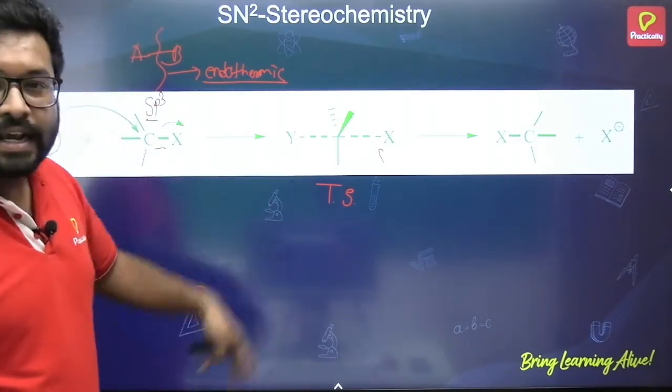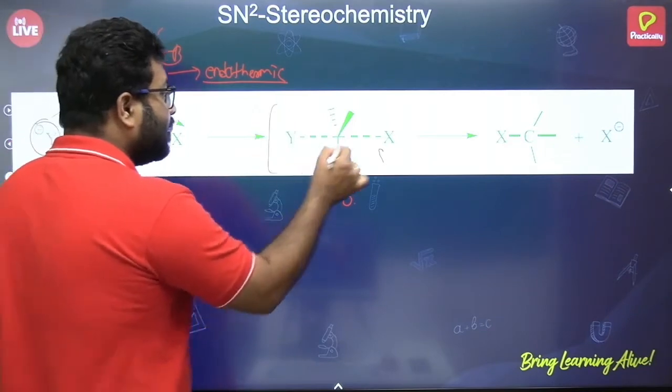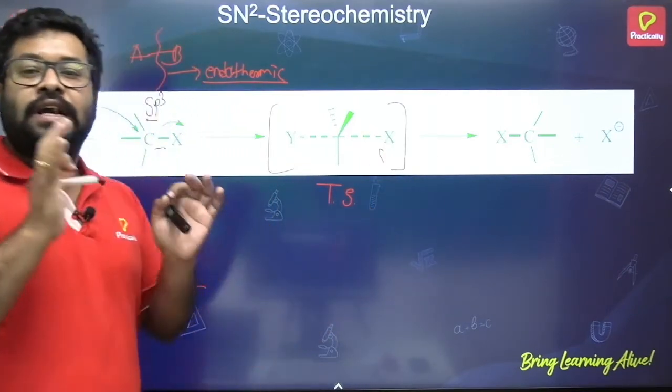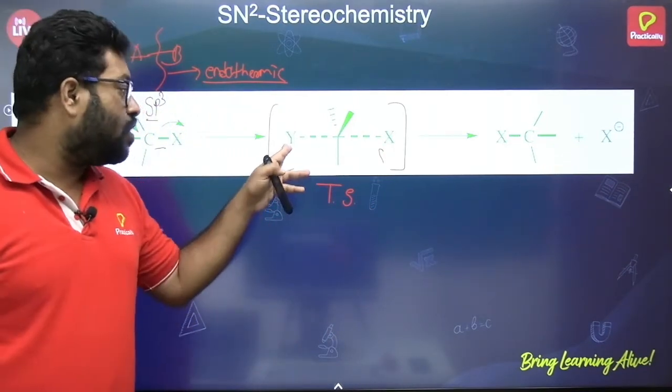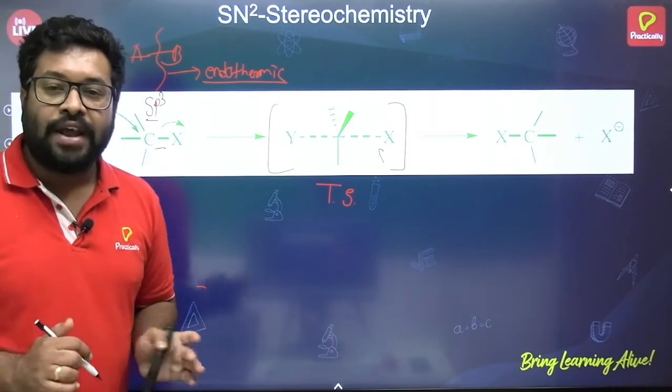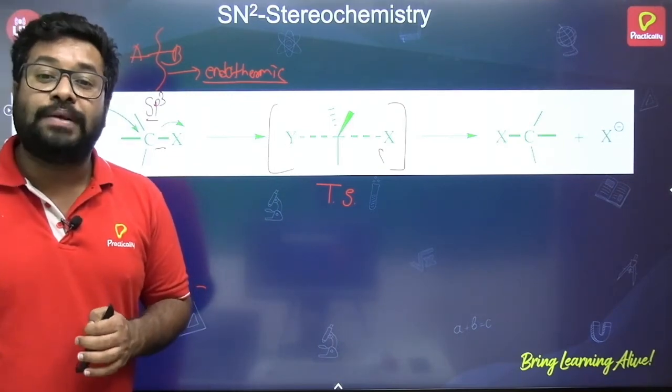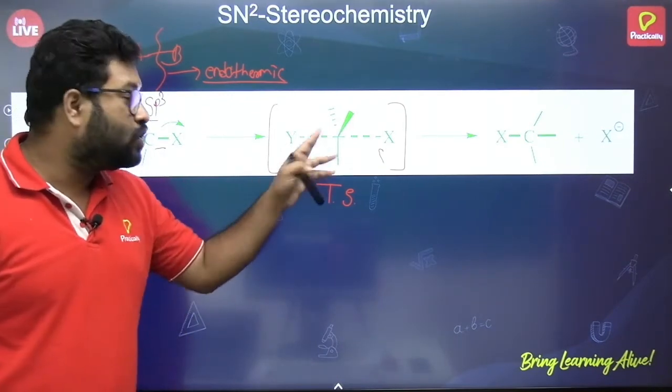So the one you are seeing is the transition state. And you can see here, carbon neither has a complete bond with Y, nor a complete bond with X. That means these two are not complete bonds.